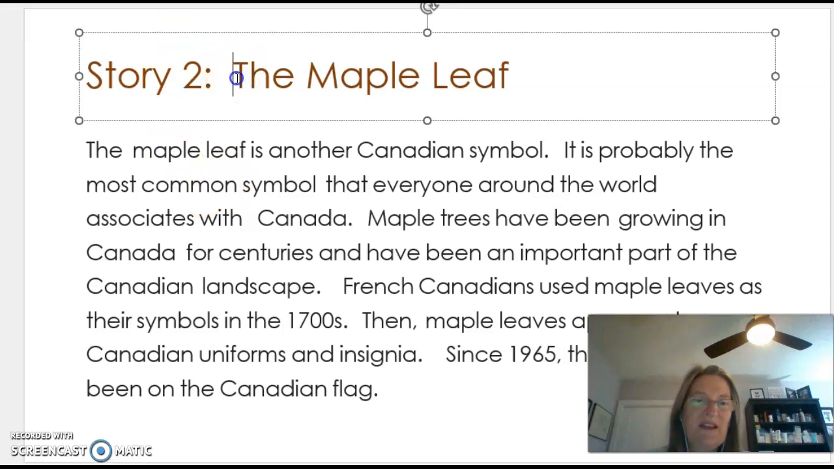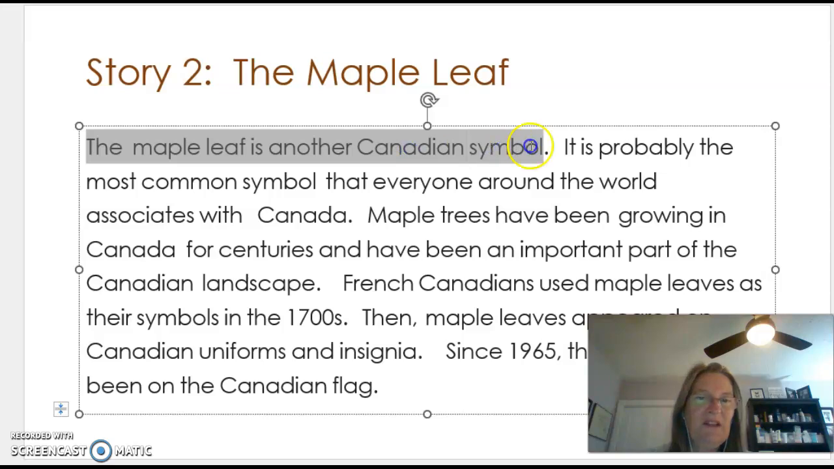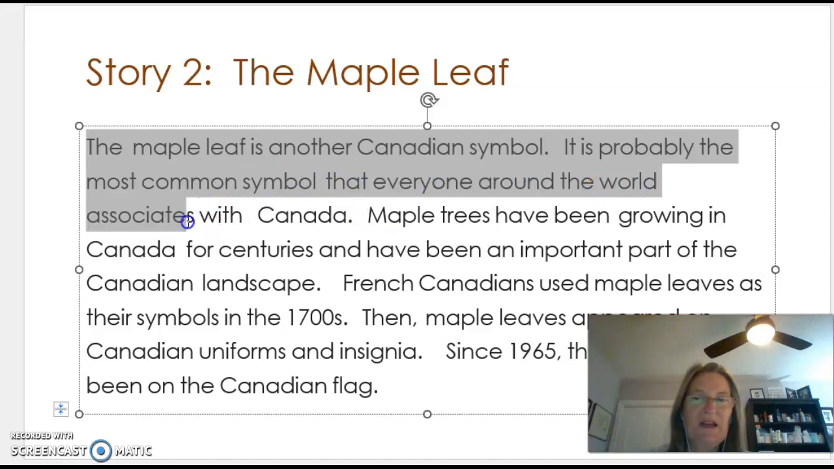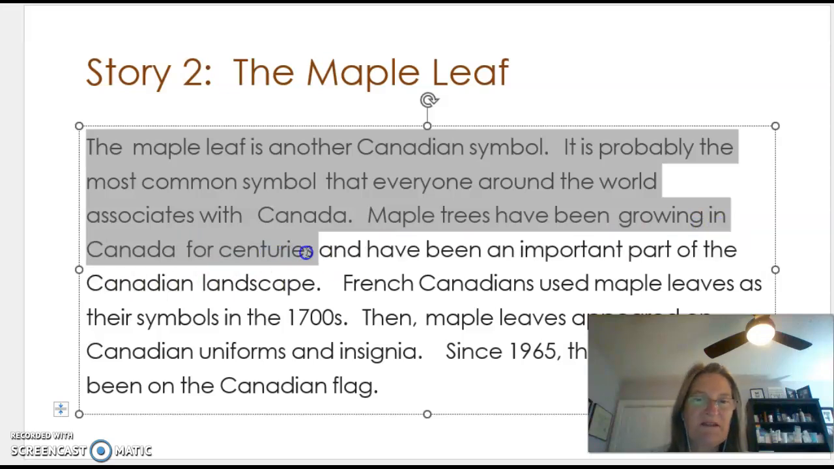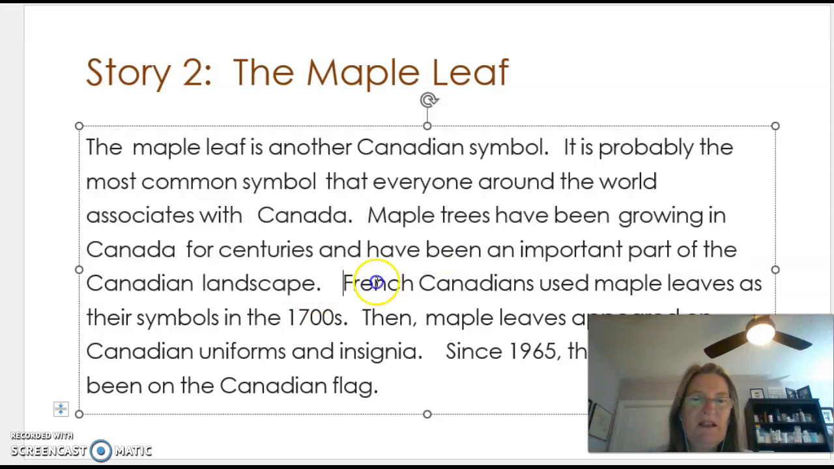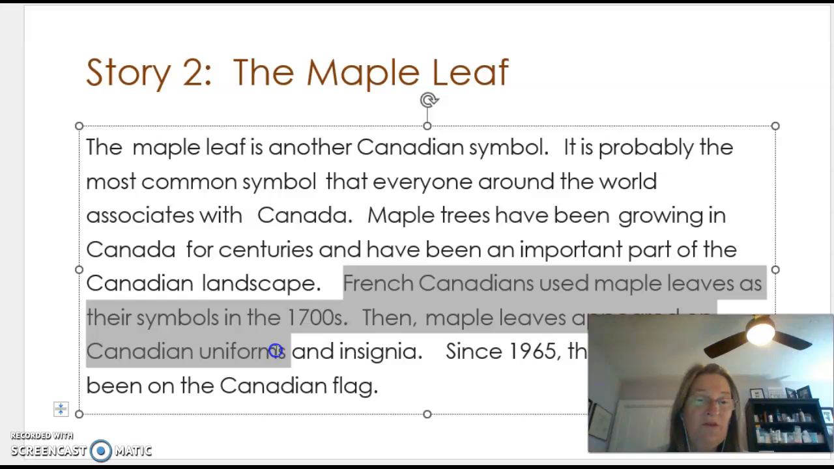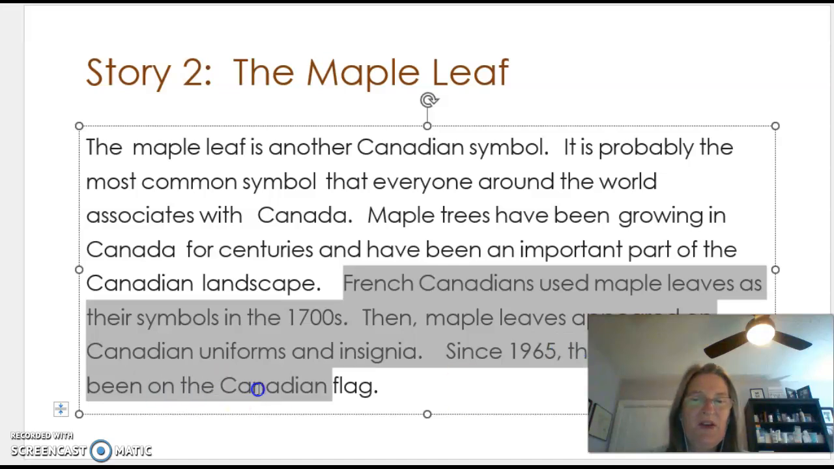The story number 2 is called The Maple Leaf. You can practice your pronunciation of the word maple in this story. The maple leaf is another Canadian symbol. It is probably the most common symbol that everyone around the world associates with Canada. Maple trees have been growing in Canada for centuries and have been an important part of the Canadian landscape. French Canadians used maple leaves as their symbols in the 1700s. Then, maple leaves appeared on Canadian uniforms and insignia. Since 1965, the maple leaf has been on the Canadian flag.